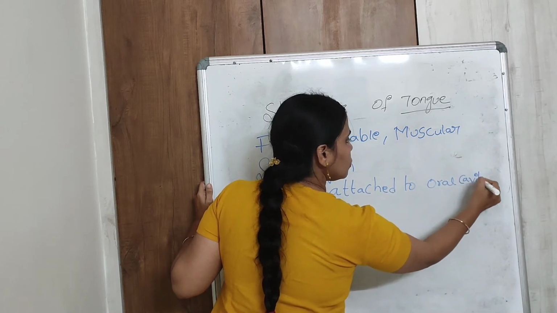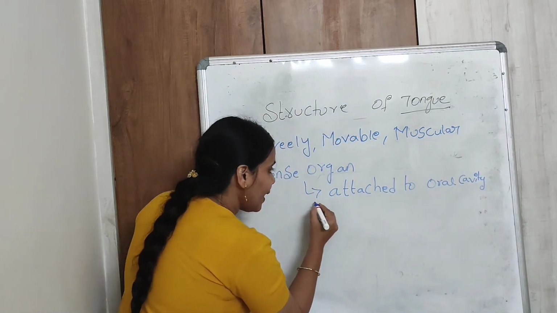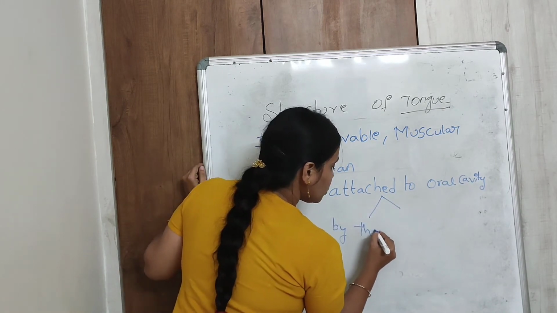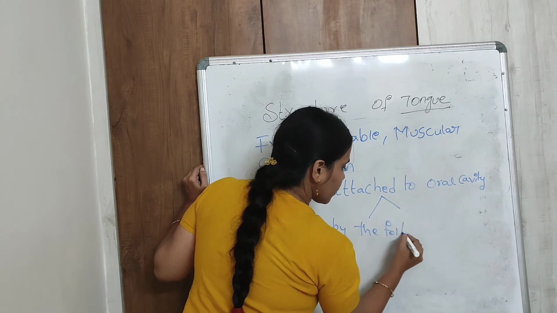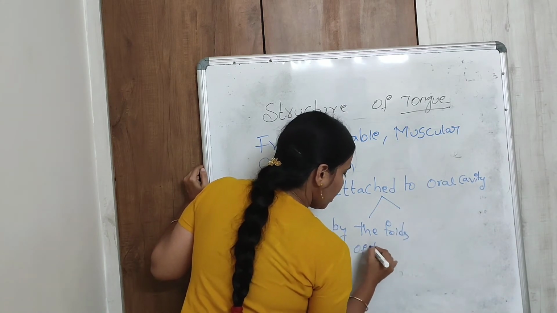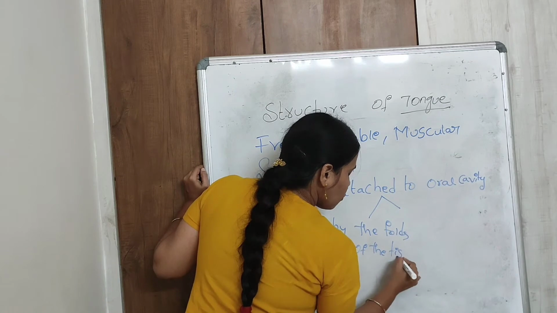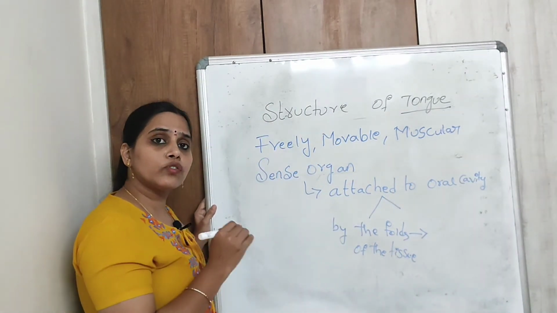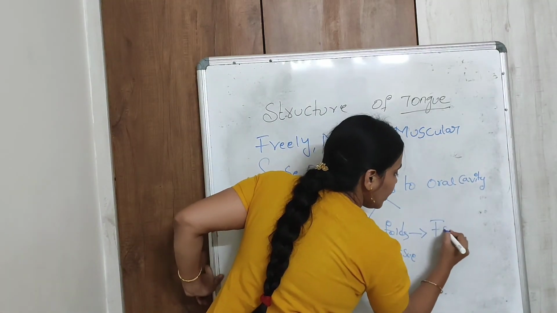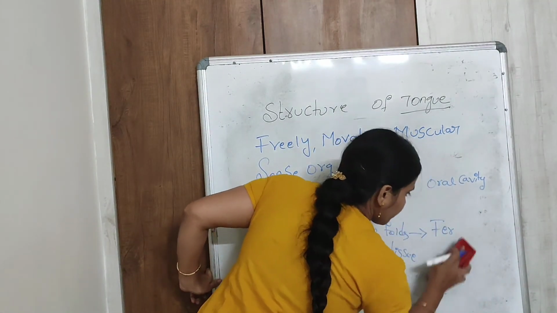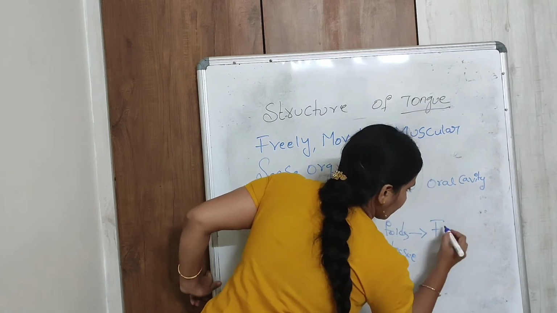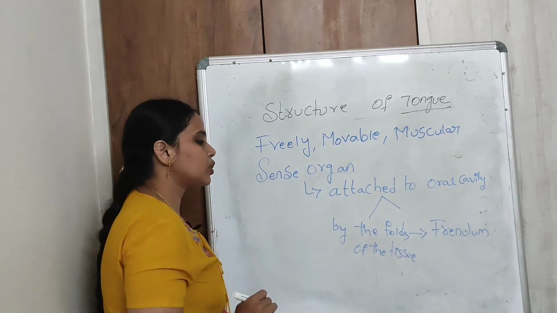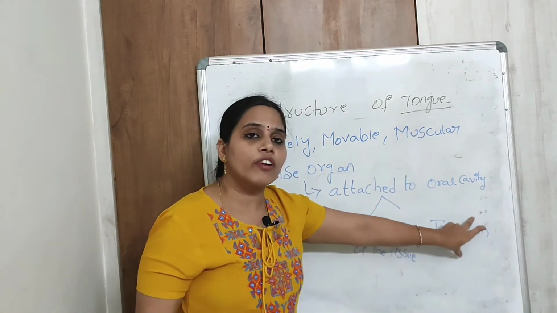How does it get attached to the oral cavity? See how this takes place. By the folds of the tissue. What do we call these folds? These folds are known as frenulum. So the tongue is attached to the oral cavity by the frenulum.